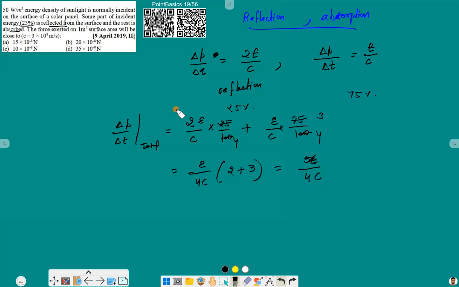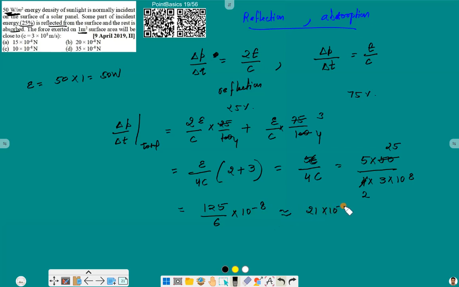Now what is E? This is the total energy incident on the surface, and we know that energy density is 50 watt per meter square, and we have 1 meter square surface area, so E will be 50 into 1, that is 50 watt. So this will be 5 into 50 divided by 4 into 3 into 10 raised to power 8, and this will give us 125 by 6 into 10 raised to power minus 8. Thus it can be written as approximately 21 into 10 raised to power minus 8.